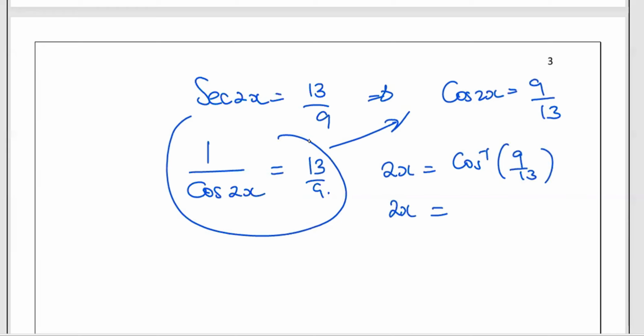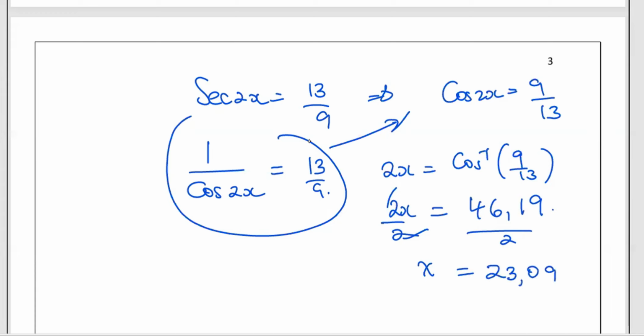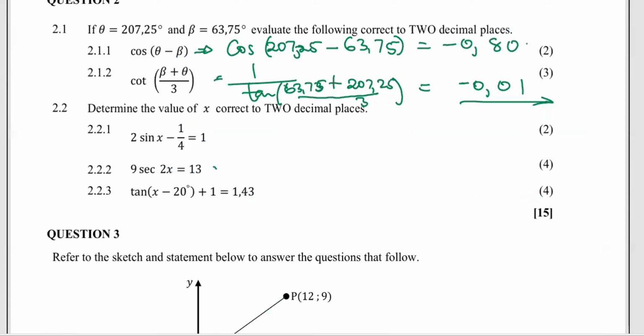Okay, so when I use shift cos of 9/13, it gives me 46.19. Then I'll divide this by 2, meaning that my answer is going to be 23.09. Okay, so that is what I would have obtained for 2.2.2.